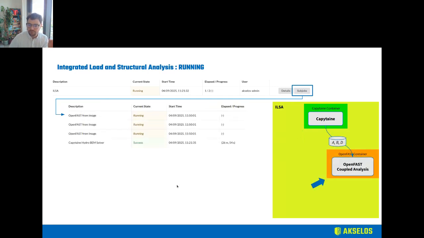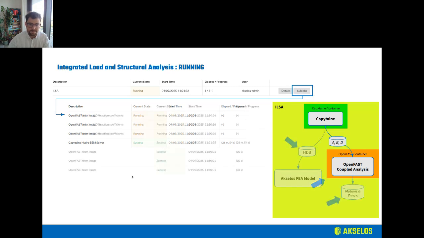As soon as it's over, the ILSA parent job automatically triggers the OpenFAST analysis for each of the defined load cases. In this case, we have 3 load cases that have been defined by the user. The ILSA toolchain will automatically parallelize these jobs. It will take the inputs that have been defined for OpenFAST, duplicate these inputs corresponding to each of the definitions that have been given in the load case file, and then run these in parallel. And it does this completely automatically.